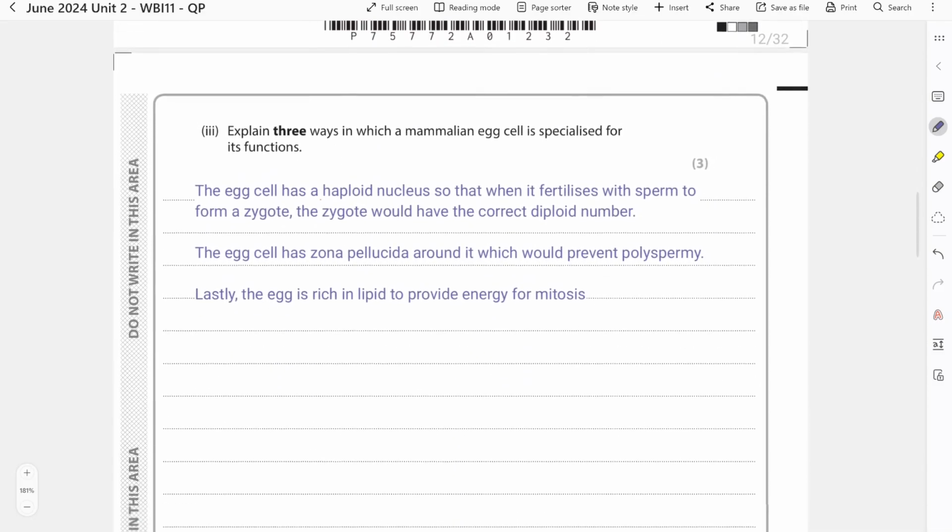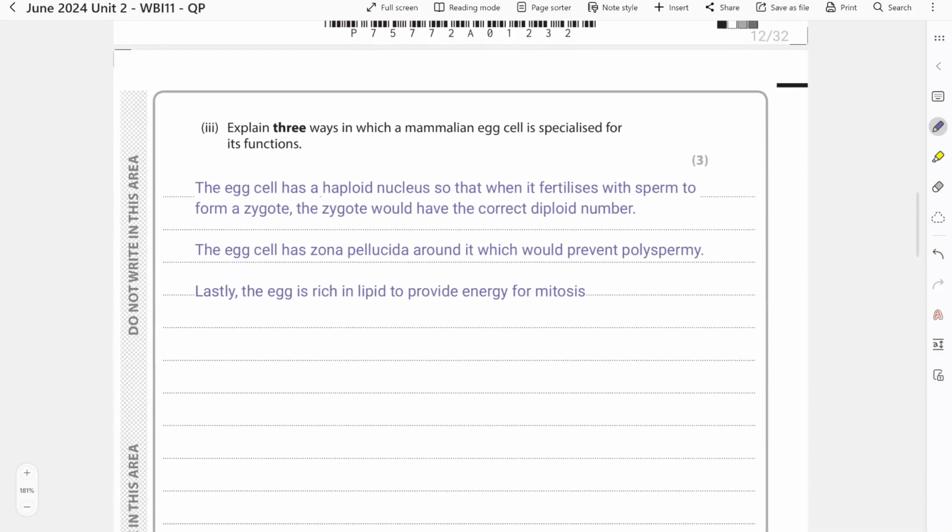Okay, I've already written down the answer for this question, but part 3, it says, explain 3 ways in which the mammalian egg cell is specialized for its function. So first, I wrote that the egg cell has a haploid nucleus, and again, because a sperm has a haploid nucleus, when 2 haploid nuclei come together and fertilize, you'd form the correct diploid number. So that would be the second mark, to ensure that the zygote has the correct number of chromosomes.